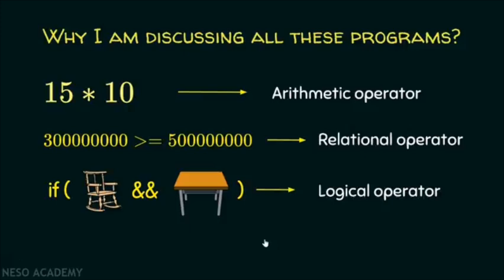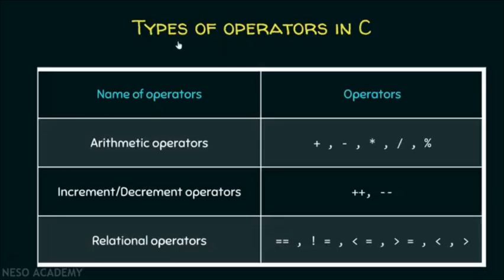C programming language also provides us different kinds of operators. Now we are going to discuss them. There are different types of operators supported in C. The first category of operators are the arithmetic operators, such as plus, minus, multiply, divide, and modulus. The second category of operators supported in C are increment and decrement operators. This one is called the increment operator and this one is called the decrement operator. We are going to have a lot of discussion about this topic later on.